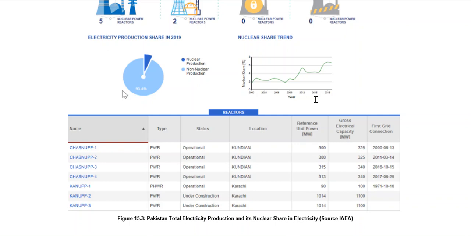Then in current years, Pakistan has also planned two of the biggest nuclear power plants for its country, and those are K-2 and K-3. Each has a gross electricity capacity of 1100 megawatt. They would be set up in Karachi, and are called Karachi Nuclear Power Plant 2 and Karachi Nuclear Power Plant 3.